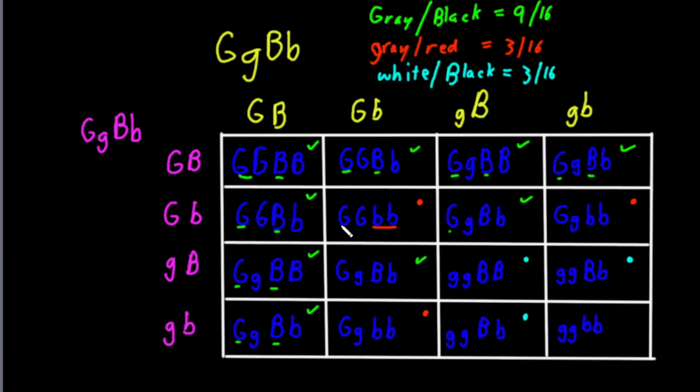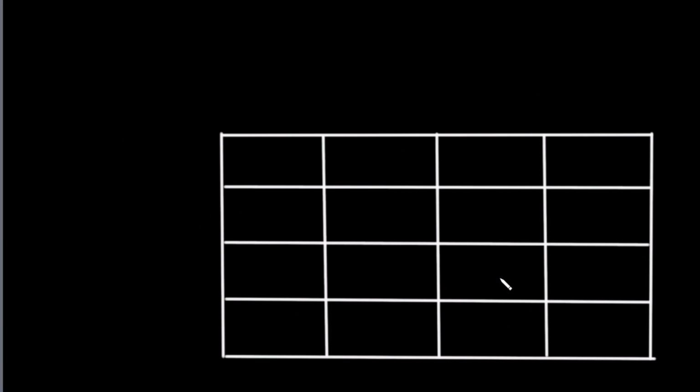And the last question says, how many have white fur and red eyes? Okay, white fur and red eyes is going to be this one, homozygous recessive for both traits. And so white fur, red eyes, 1 out of 16. And 9 plus 3 plus 3 plus 1 adds up to 16, so we have indeed counted all of our potential offspring. All right, so that is how we work number 3.